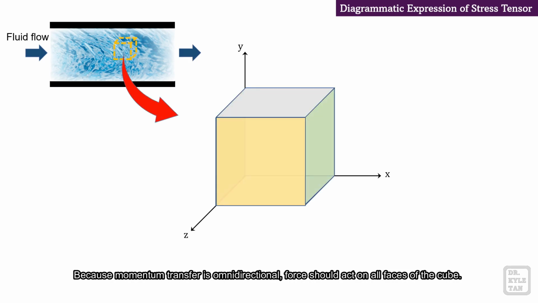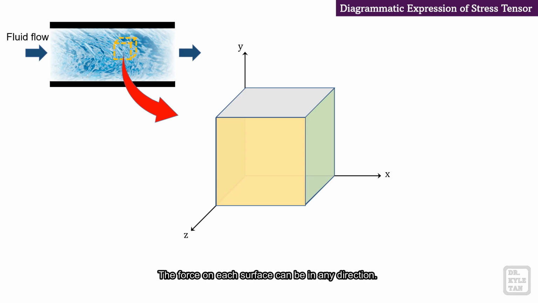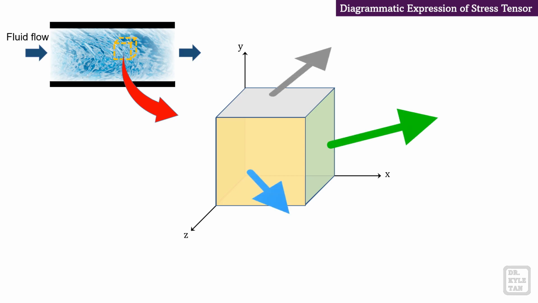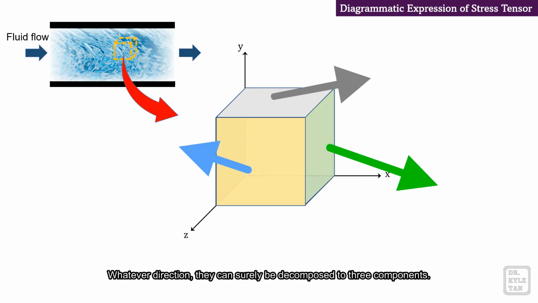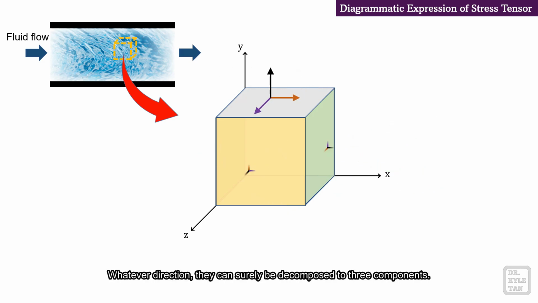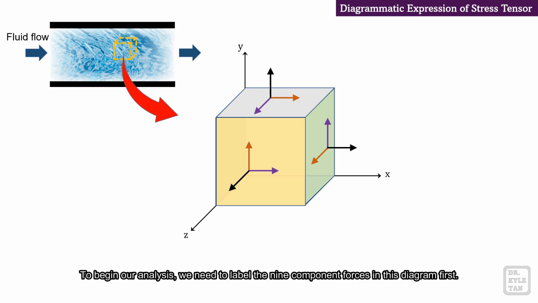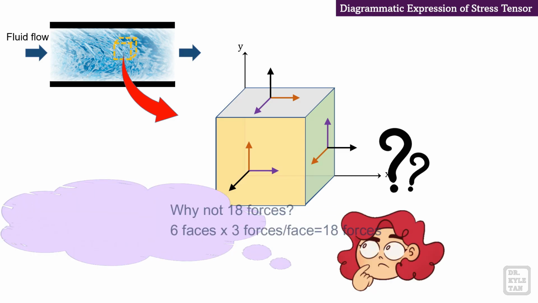Because momentum transfer is omnidirectional, force should act on all faces of the cube. The force on each surface can be in any direction. Whatever direction, they can surely be decomposed to three components. To begin our analysis, we need to label the 9 component forces in this diagram first.